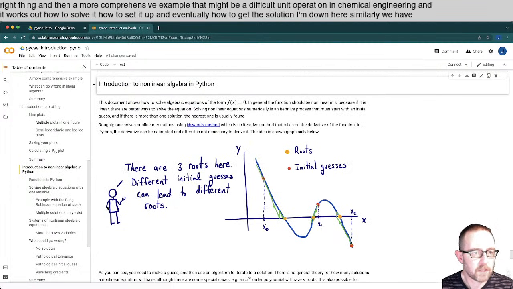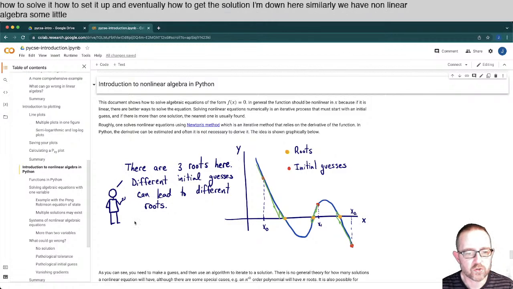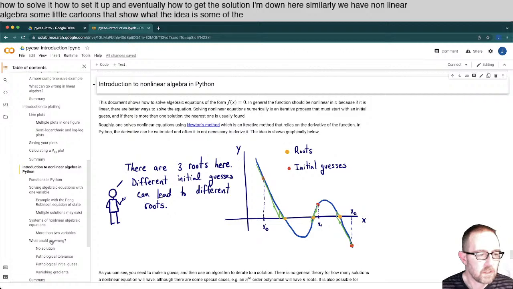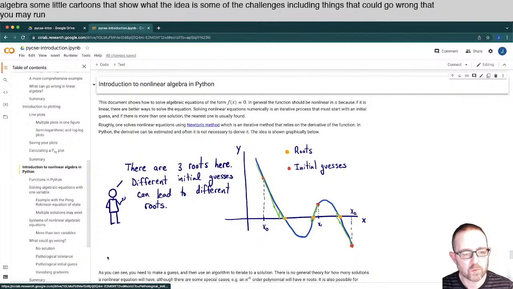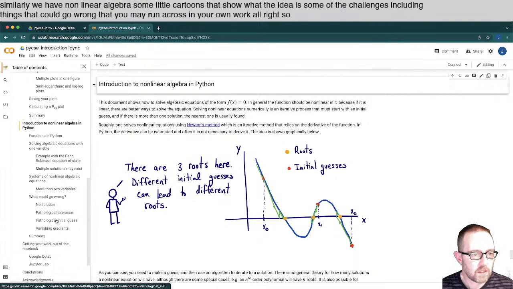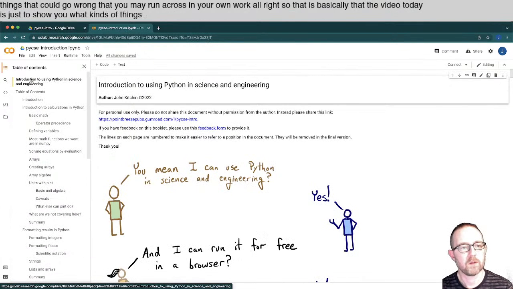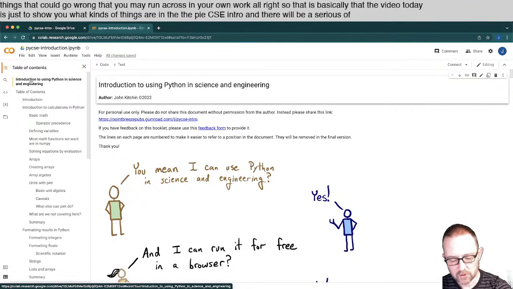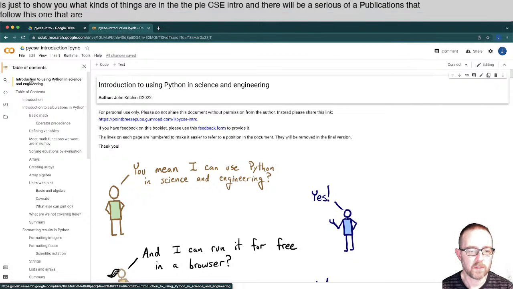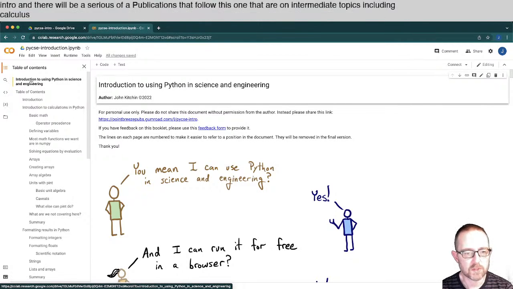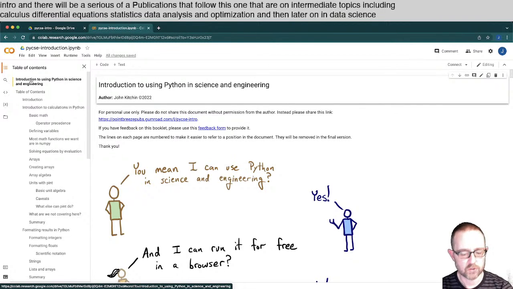Similarly, we have nonlinear algebra, some little cartoons that show what the idea is, some of the challenges, including things that could go wrong that you may run across in your own work. All right, so that is basically the video today, just to show you what kinds of things are in the pycse intro. And there will be a series of publications that follow this one that are on intermediate topics, including calculus, differential equations, statistics, data analysis, and optimization, and then later on in data science and machine learning.